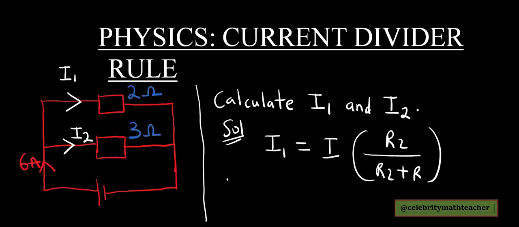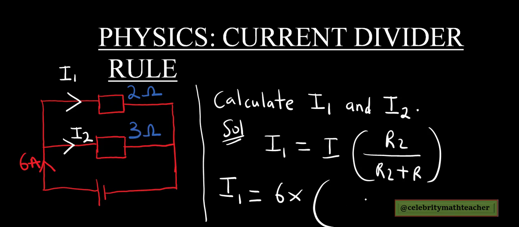So we just substitute. I1 equals I, the main incoming current, which is 6, multiplied by the second resistor, through which a different current flows. The numerator contains the other resistor. Remember, I1 is flowing through R1, so we're not putting R1 here. It's the other resistor that will be on top. So that's the arrangement of the formula.